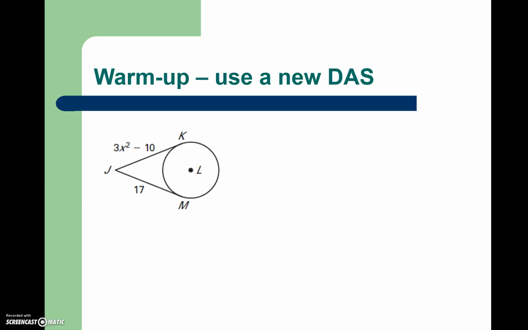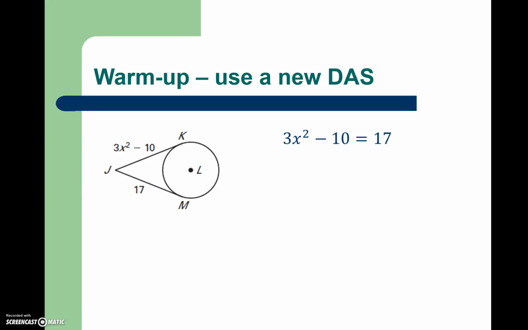Okay, so to do this warm-up here, what we need to know is that these two are tangent. I know it wasn't written down in the directions, that's my bad. Hopefully you assumed that they were tangent. So these two lines are tangent and they're meeting at the exact same point J. So what that means is that these two line segments are going to be equal to each other. So I can set them equal to each other.